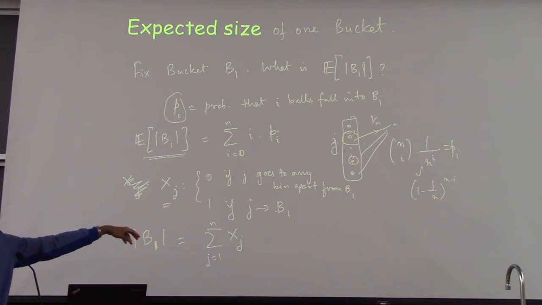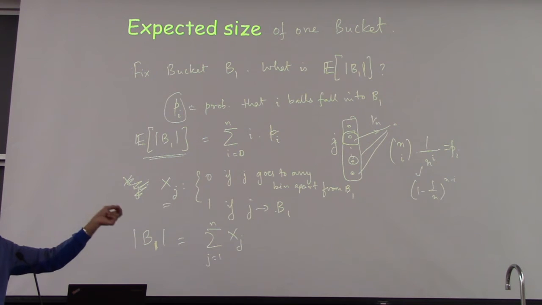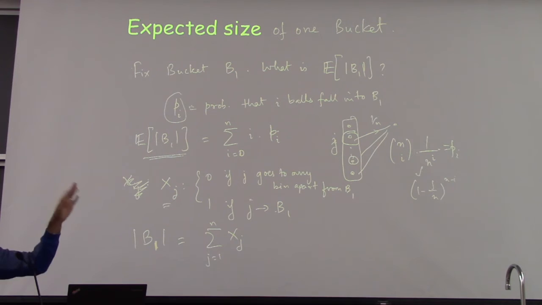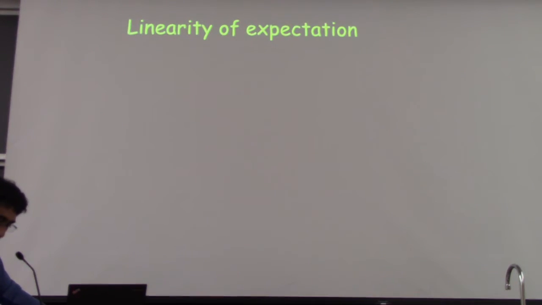So what you are implicitly using is what is called the linearity of expectation. If you have a sum of random variables, their expectation is the sum of the expectations of these random variables. That's what I'll write in the next slide. But first, is it clear that B1 is the sum over j of xj? This is obvious, right? It's just the number of xj's that are equal to 1. This is by definition. So now what we are interested in is the expected value of the sum over j equals 1 through n of xj.